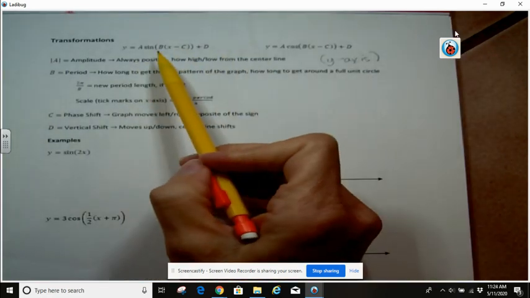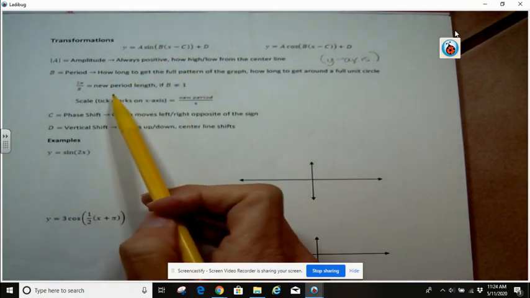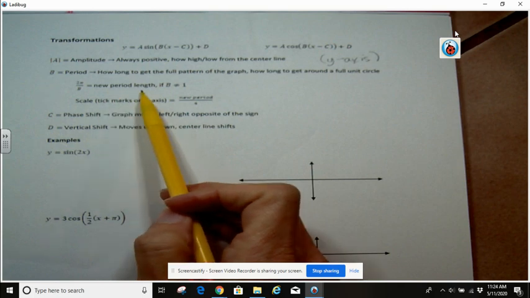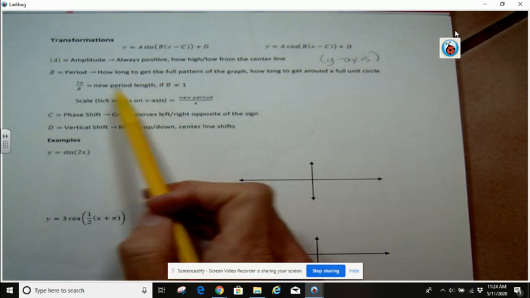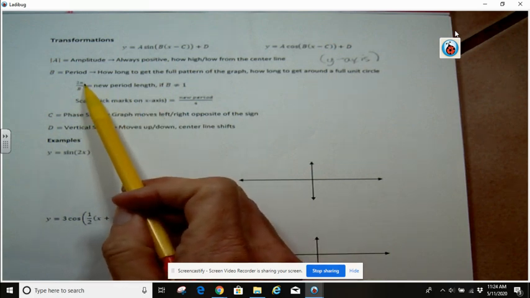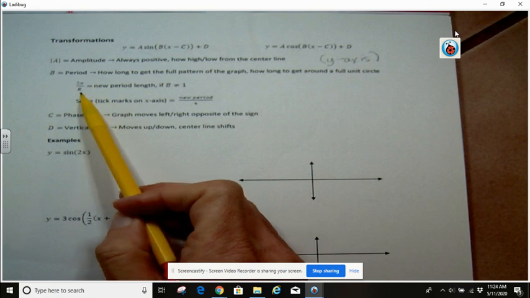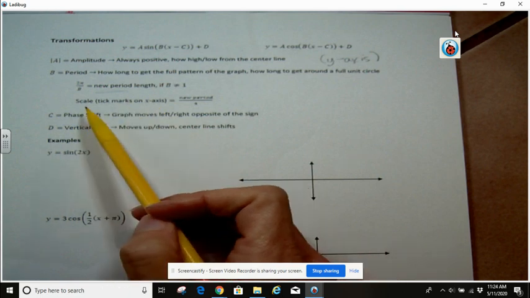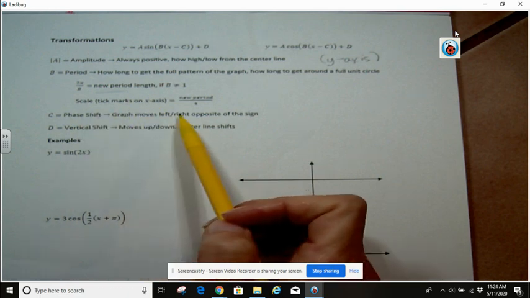If there is a b value, we are going to have a different period, a different amount of time to get around the circle. It's either going to be longer or shorter. We take what is normal for sine and cosine and divide by that b value. And that gives us our new period length. We're going to use that to rescale our x-axis.